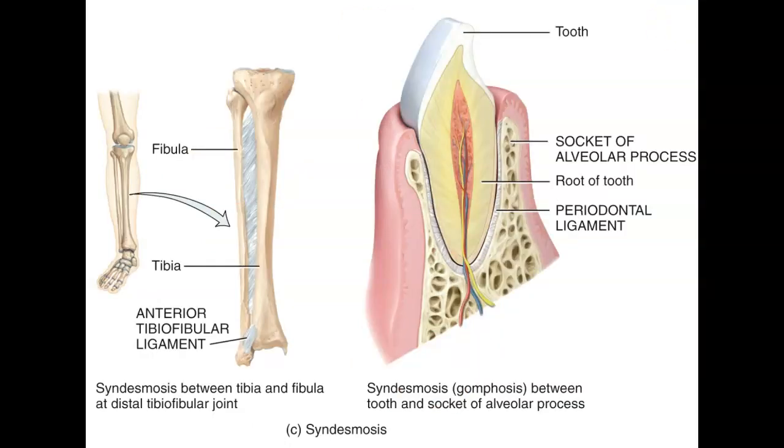Other examples of these fibrous joints would be a syndesmosis. Here we can see in between the fibula and the tibia, there is a ligament holding those two bones together. And then we have a gomphosis, which is a type of joint holding teeth to the underlying bone. Here you can see I'm pointing to the ligament that's holding that particular tooth down. In this example, the periodontal ligament is the ligament holding the tooth in place.